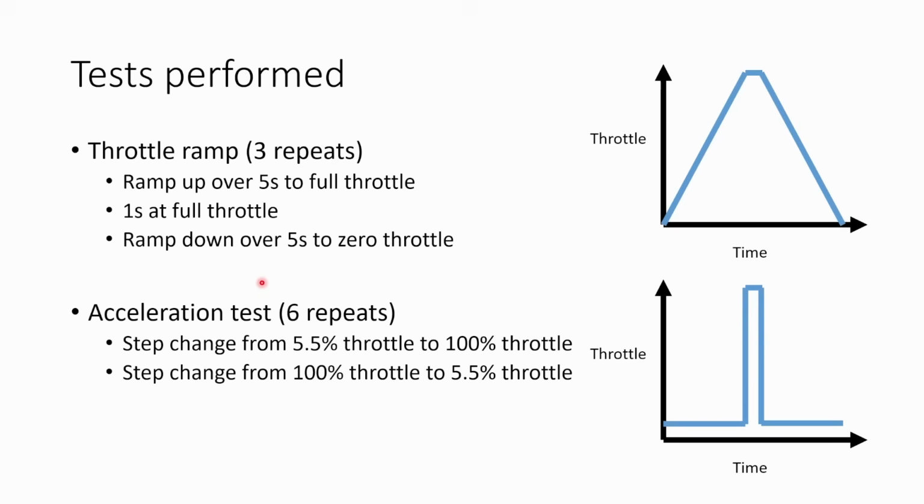The second test that I did was an acceleration test. Here I started at 5.5% throttle and then stepped instantly to 100% throttle to see how fast the motor could accelerate. I paused for a short period of time at full throttle, and then there was a sudden step change back down to 5.5% throttle, which is a typical idle throttle value, to see how fast the motor could decelerate and slow down. That data was used to produce the graphs on responsiveness.